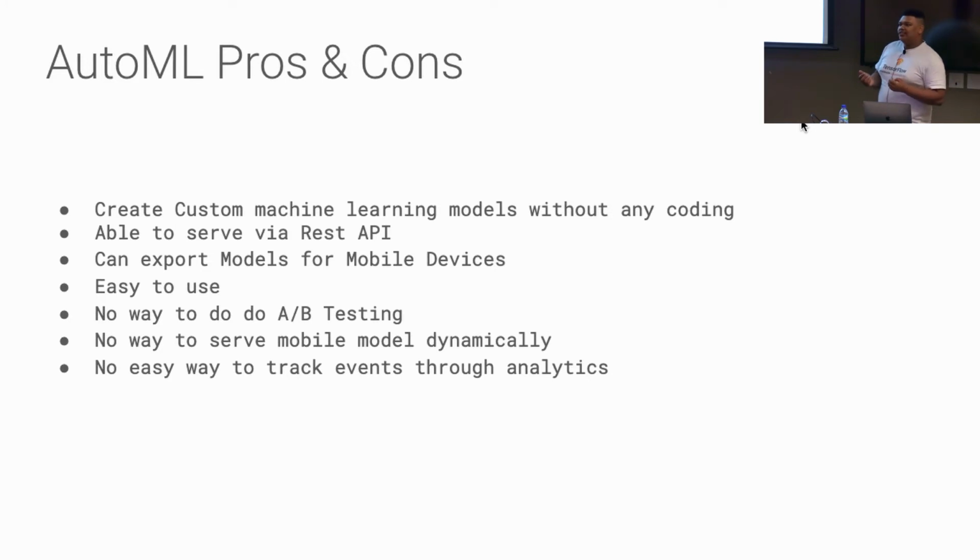The only thing is that there's no way for you to really do any kind of A/B testing for this specific thing. So you can't try and test your models. You pretty much have to deploy a new one every single time, train it, deploy it, which isn't really great, especially when you have stuff in production.